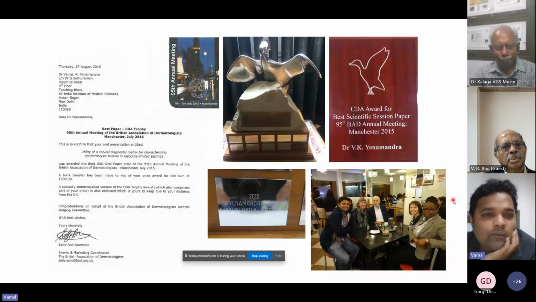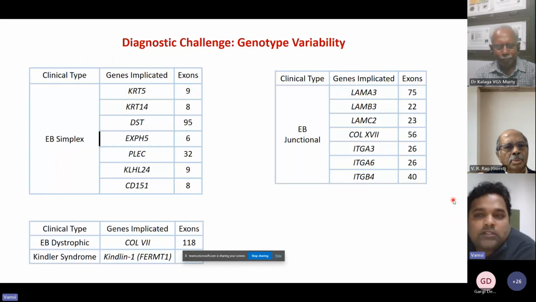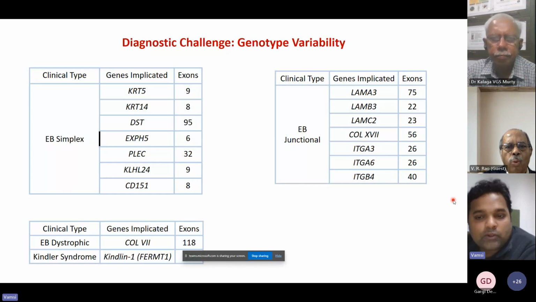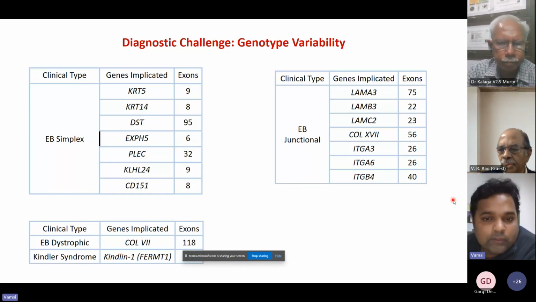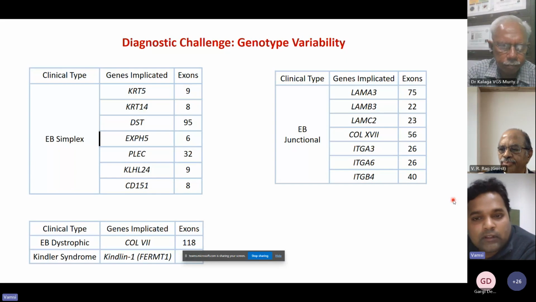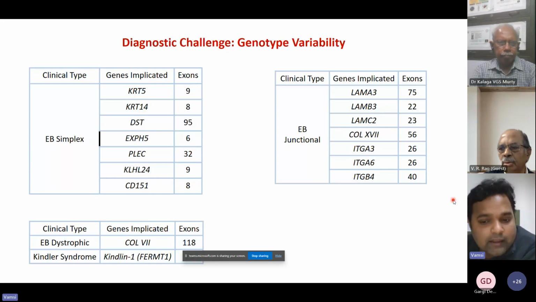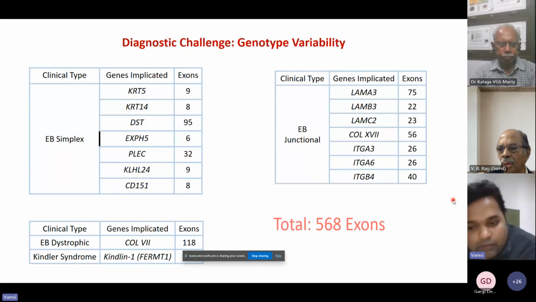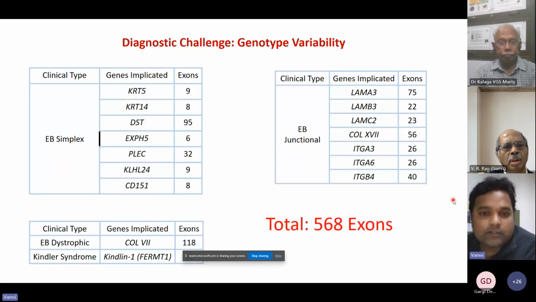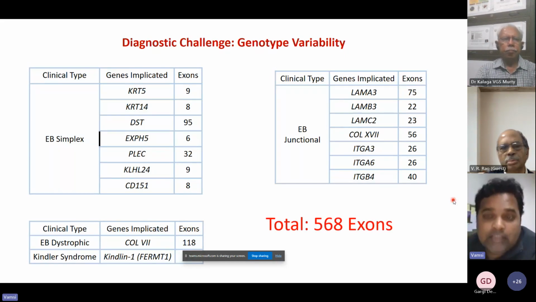Yeah, thank you. And then, while there is clinical variability, the second component was genetic variability. So if I have to genetically characterize, there are close to around 16 genes that are currently implicated. Earlier it was 18 genes; then a new gene, KLSL24, was identified, making it 19. And now CD151 is also implicated. That makes it 20. But after the consensus classification, it has come down to 16. There are close to around 568 exons that you need to screen if you have to identify a particular mutation for EB. Well, this is extremely challenging if you have to do it with the conventional route.